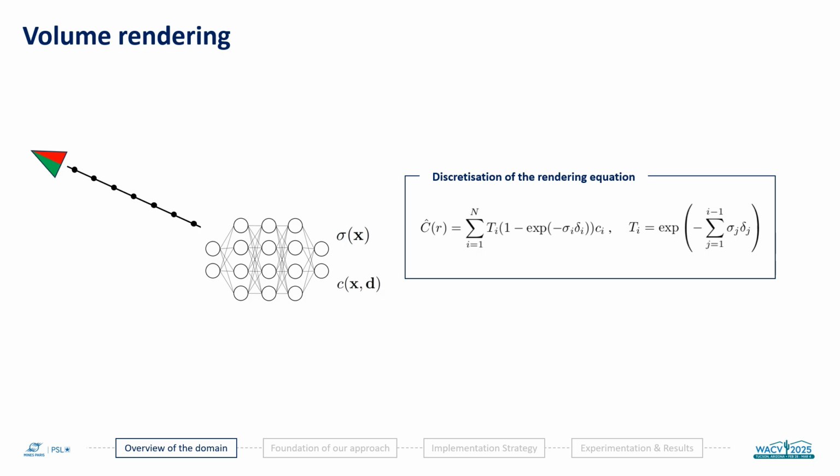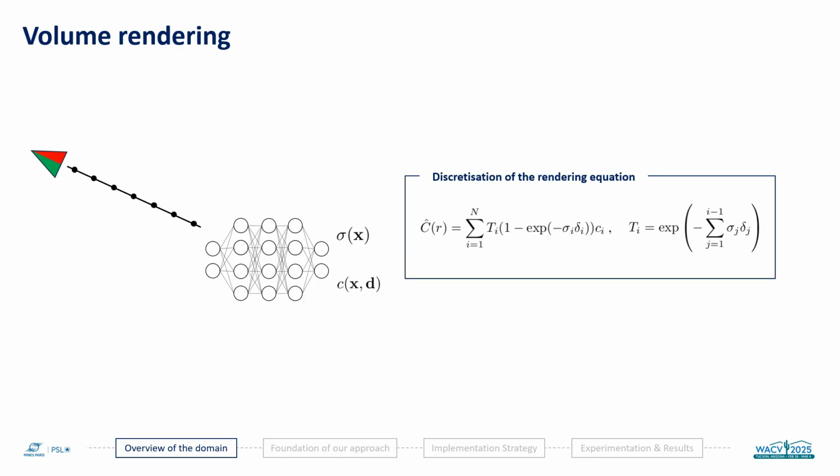The weights of this neural network are optimized such that the rendered images from known viewpoints, computed using the volumetric rendering equation and the neural network, match the actual images of the scene. NeRF has enabled the generation of new photorealistic views from photographs of real-world scenes.